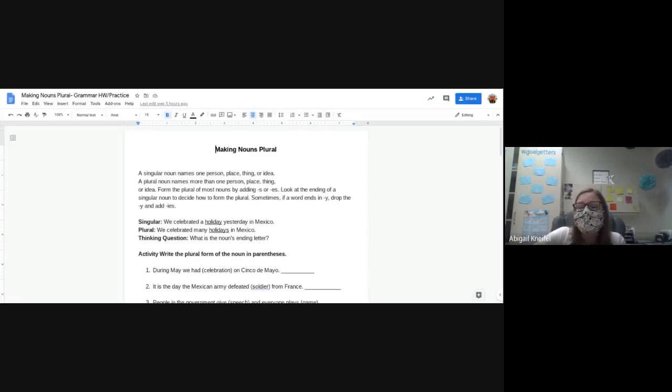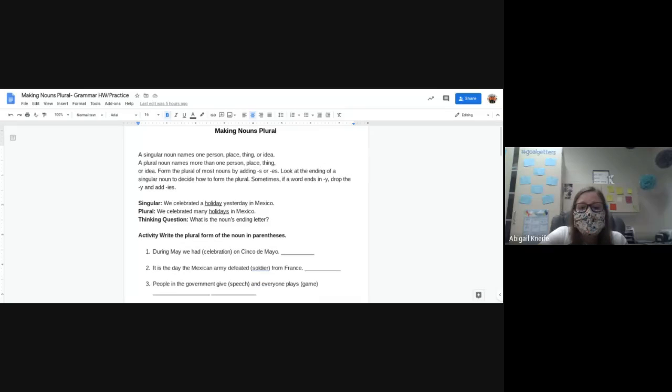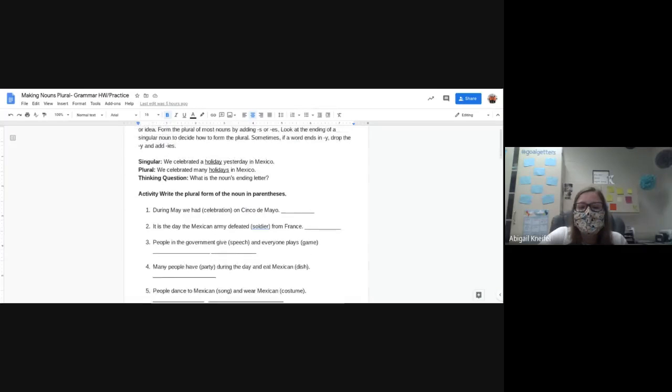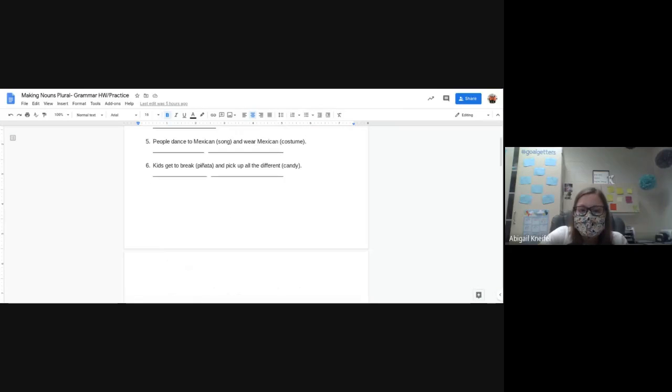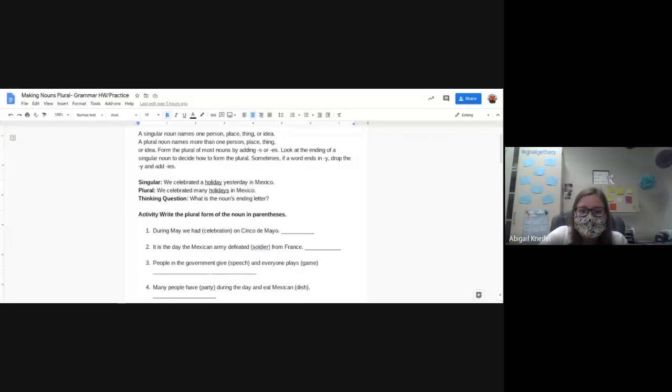So there are directions on here, and there's little hints. A singular noun names one person, place, or thing. A plural noun names more, literally just what I said, just again. So the first thing, we're going to do 1 or 2 together. The first thing that you have to do is write the plural form of the noun in parentheses.